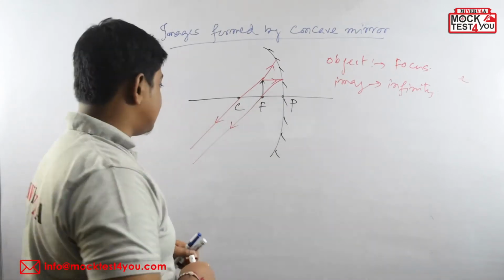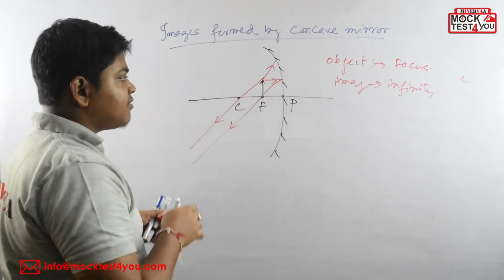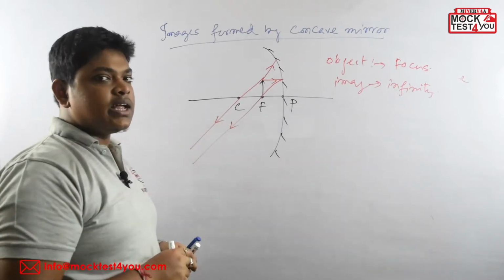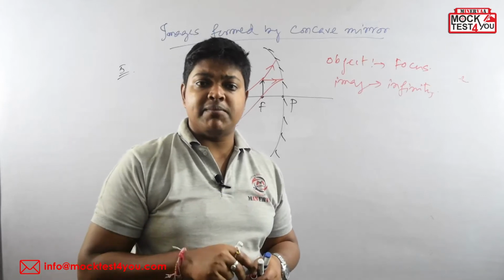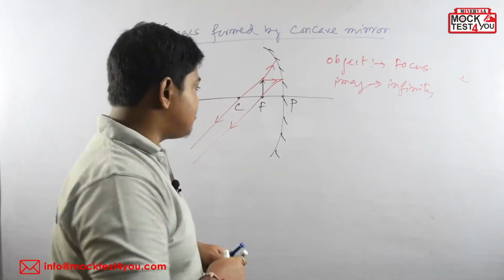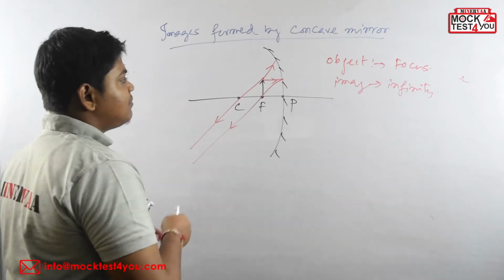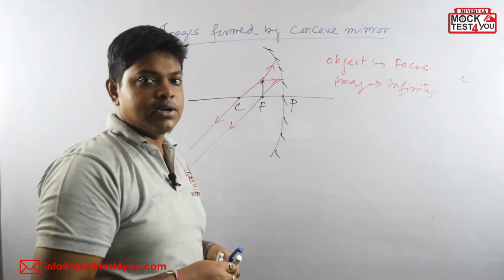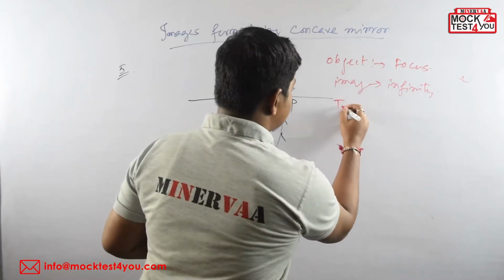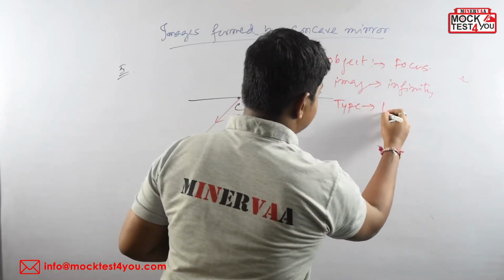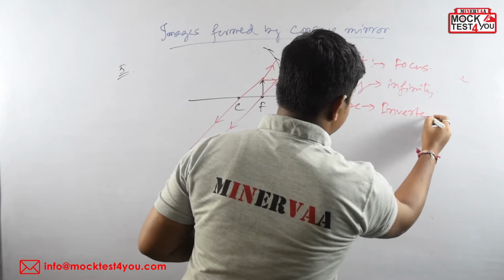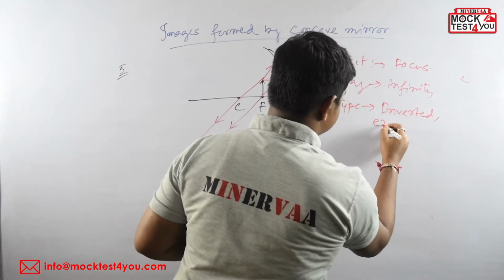If you are placing the screen at this point, because in every one of the cases till now you are getting the real image, that means you can place that image on the screen. So if you place that screen beyond the range of that mirror, you can obviously see that the image is large in size and it is inverted. Now what's the type of image we are getting? That is inverted in nature and enlarged.